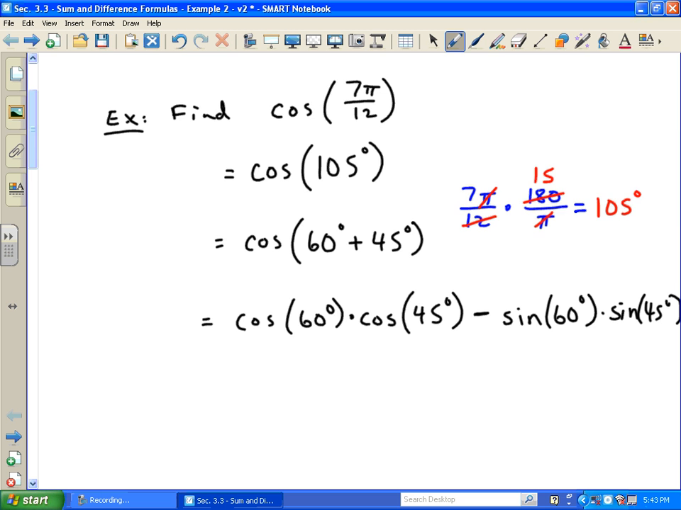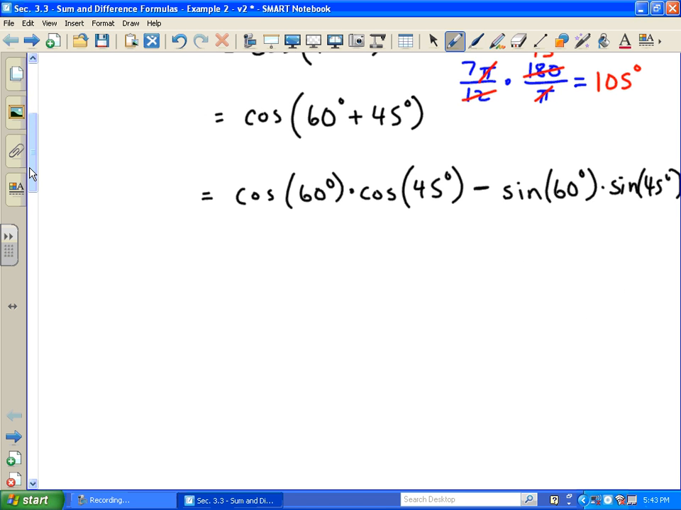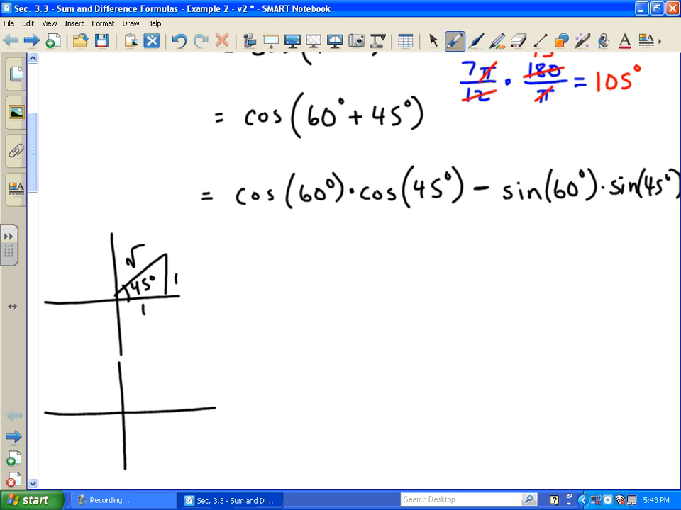Okay, at this point, I need to draw two triangles out to the side. I'll draw a triangle for 45 and one for 60, and it doesn't matter what order you do this in. So here's a 45-degree angle. I've got 1, 1, and square root of 2 as the sides. And I have a 60-degree angle. There I would have 1 and the square root of 3 and then 2.